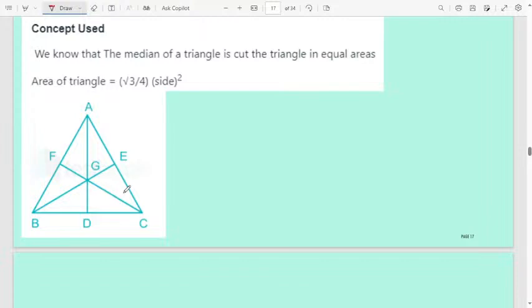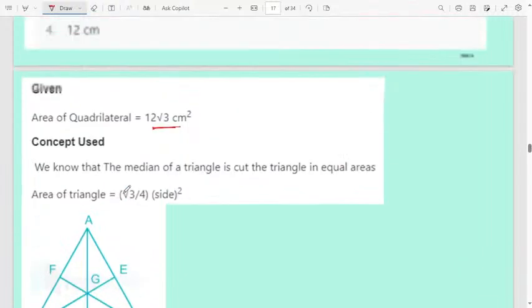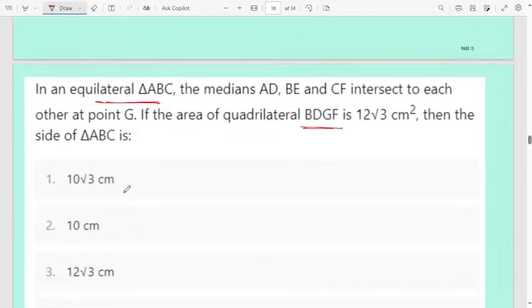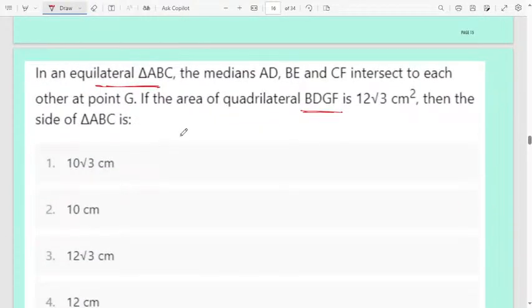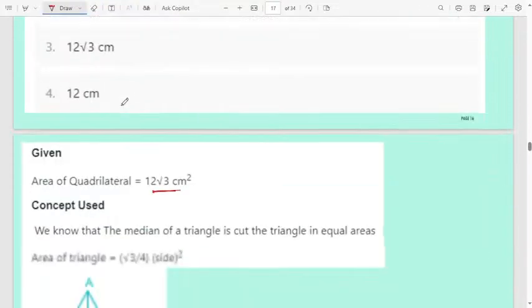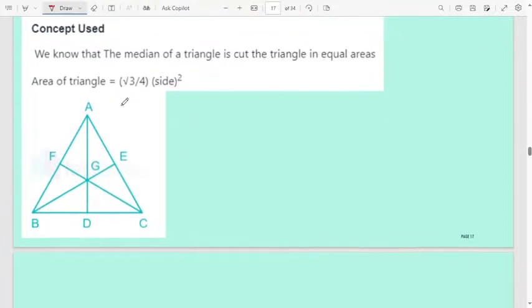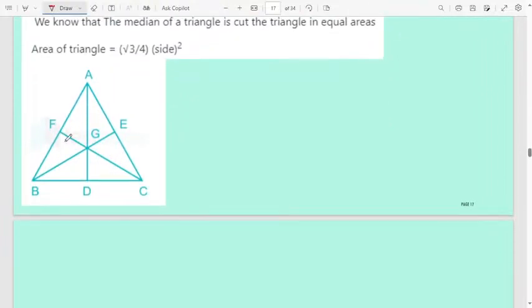What is meant by median? It means that the median will divide the triangle into exactly equal areas. The medians AD, BE, CF intersect each other at the point G. Here you have three medians: the first one is AD, the second one is FC, the third one is EB. The three medians intersect at a point G.